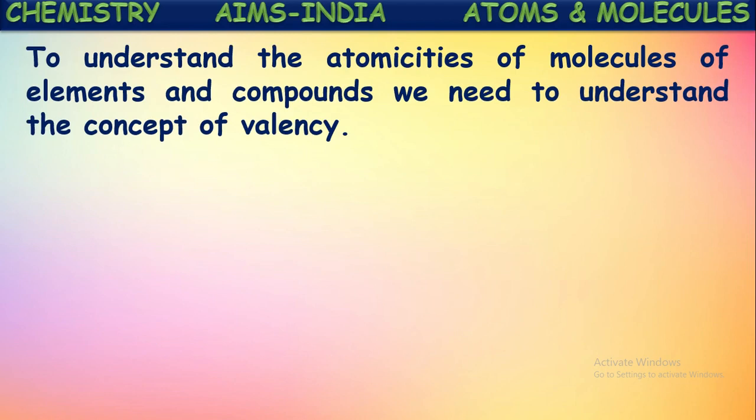To understand the atomicities of the molecules of elements and compounds, we need to understand the concept of valency. So, what is the atomicity of each and every element? To understand this, if we know about valency, then we can understand this atomicity a little more clearly. Why is the atomicity of some elements 2, for some it is 1, and for some other elements it is 4? To understand this, first let us know about the valency of these elements. So, let us see here the concept of valency.